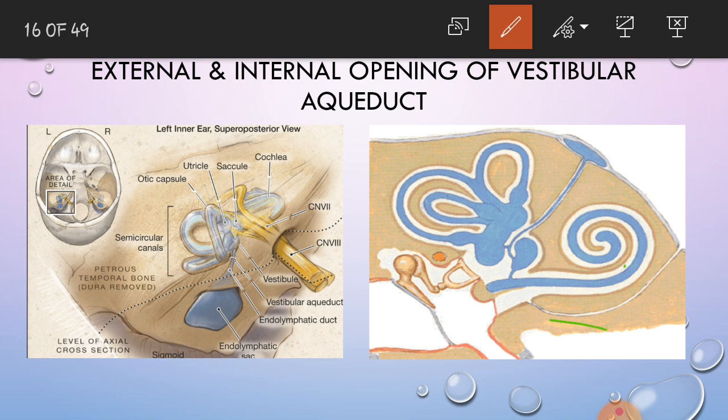This diagram is very important, because it shows the bony labyrinth as well as the blue membranous labyrinth and all parts of it. So I really suggest that you have a look at it in the Netters. This is very important.